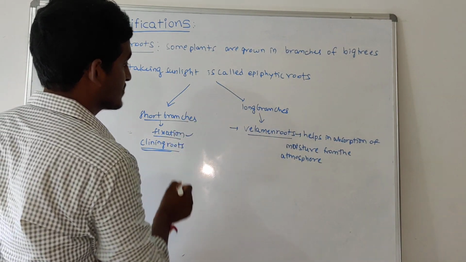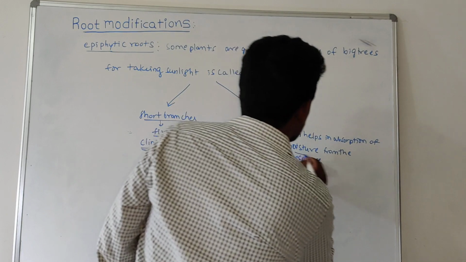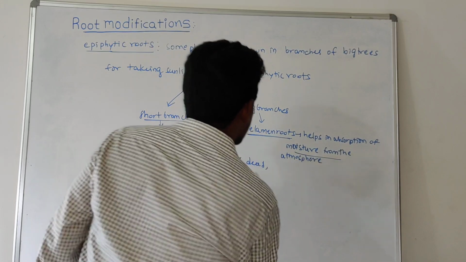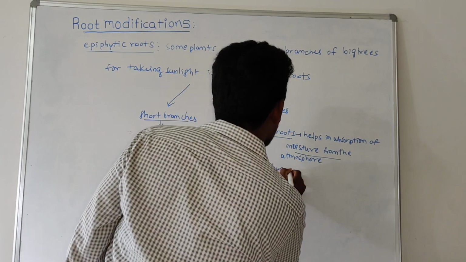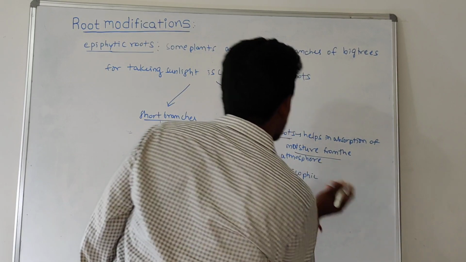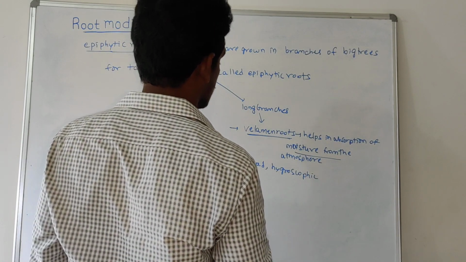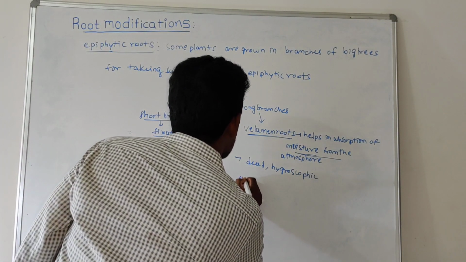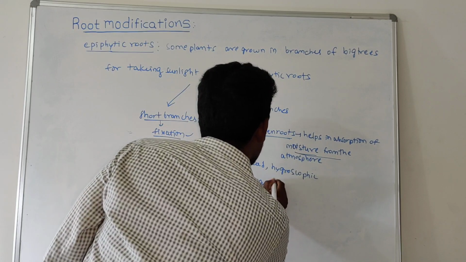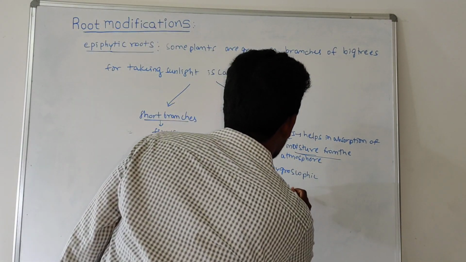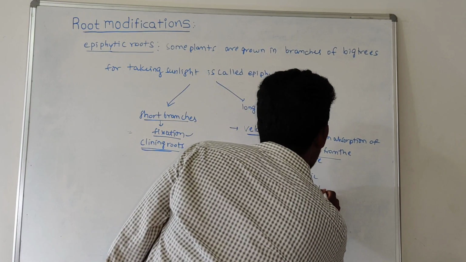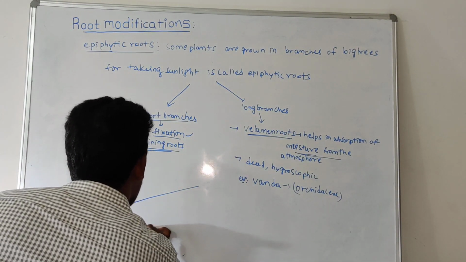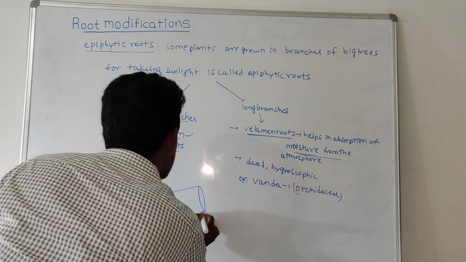Here the climbing roots help in fixation, and the velamen roots help in absorption of moisture from the atmosphere. The velamen cells are dead tissue and show hygroscopic nature. Hygroscopic means it will easily absorb water from its atmosphere. That's why it easily takes moisture from the atmosphere. An example for velamen roots is Vanda. Vanda is a plant belonging to the family Orchidaceae. This is a diagram of the Vanda plant.